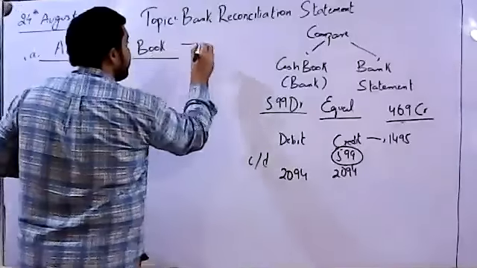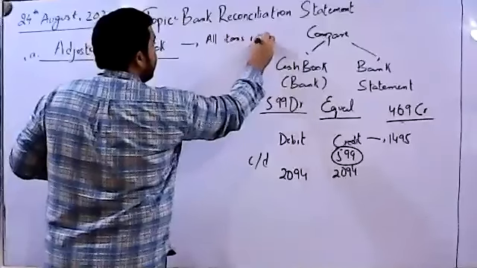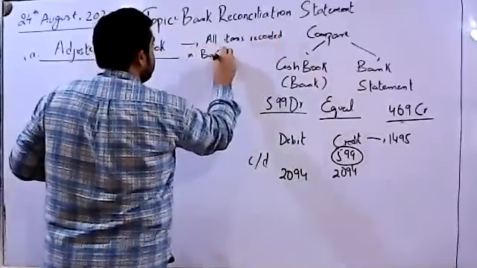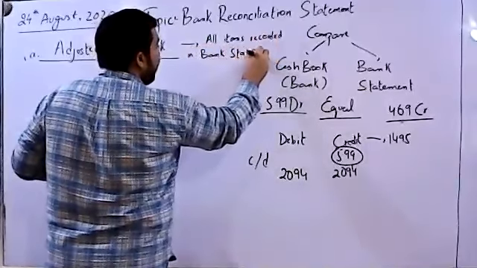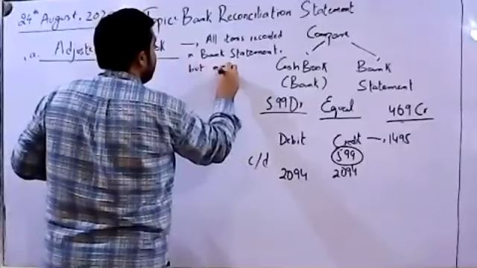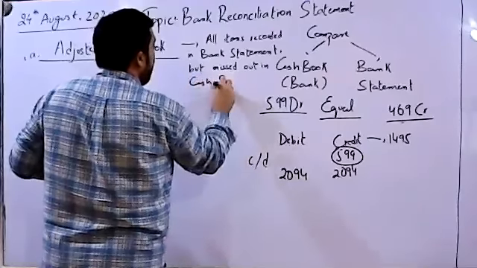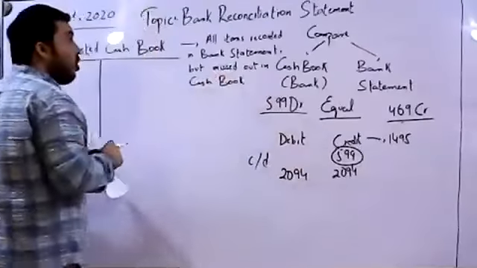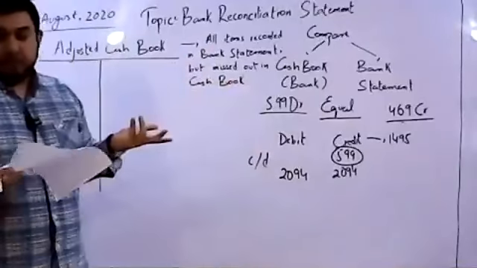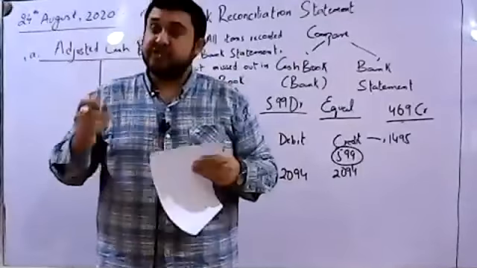What do we record in the adjusted cash book? All items recorded in the bank statement, meaning the bank has recorded them, but missed out in the cash book. All those items which have been recorded in the bank statement but missed out in the cash book. That is absolutely right, we will be able to find them. Why so? Because we have these transactions happening in front of us.